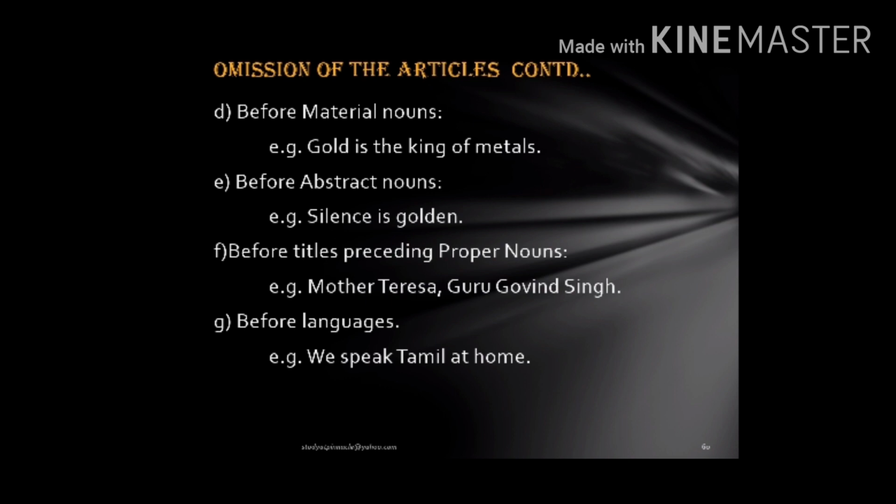After that, we do not use an article to refer to an abstract noun. Your silence is gold. We can't use a, an, or the before the abstract noun. Also, before titles preceding the proper nouns. Now here I have mentioned two titles, Mother Teresa, Guru Gobind Singh. We cannot use articles before that.